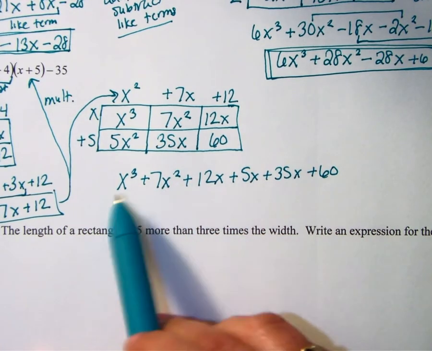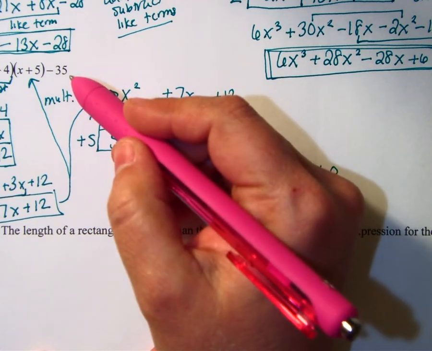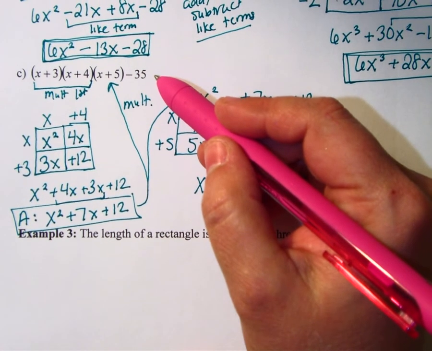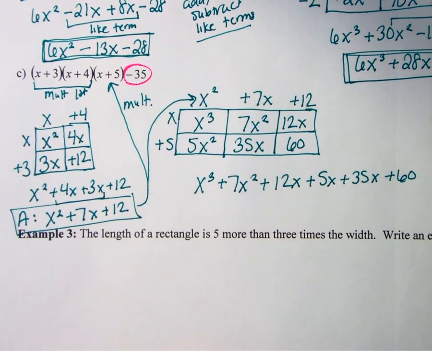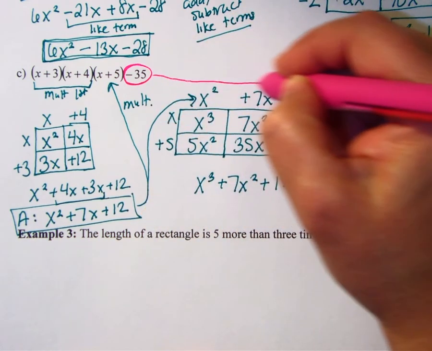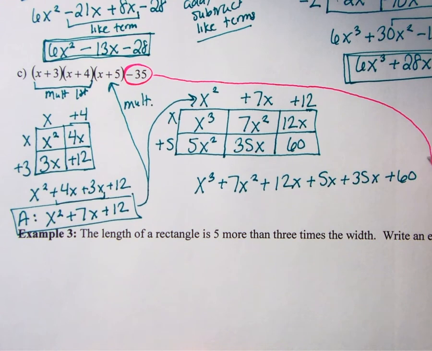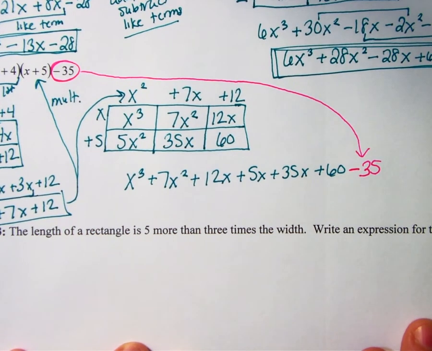Now, I'm getting ready to add like terms, but I want you to notice one little thing. Back here in the original problem, I had a minus 35 on the end. Since I'm in the home stretch, I'm going to take this minus 35 and plop it down here on the end, because I'm pretty sure there is a like term that I can combine that 35 with.